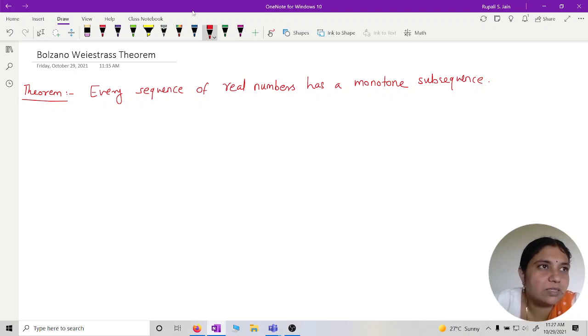If you give me any sequence, I can give you an increasing or decreasing sequence. Monotone means either increasing or decreasing sequence, that we want to prove. Is that an okay statement? Xn is an arbitrary sequence. Then from that Xn I can extract either an increasing or decreasing sequence. Any monotone sequence means it is a subsequence of that original sequence.